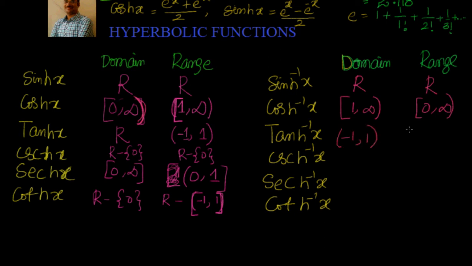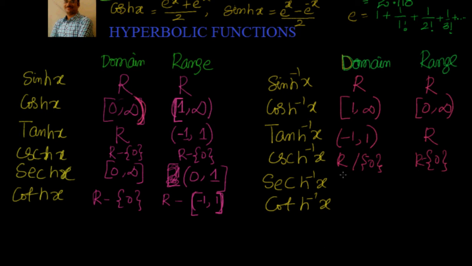Sech inverse x, we have actually adjusted the domain, so we have the range ready. So we know the domain is nothing but range of this. That's nothing but 0, 1. And the range of that is nothing but domain of sech x. That's nothing but 0 to infinity. Infinity not in square brackets. It's my mistake. Infinity can never be in square brackets because you are not going to approach infinity.